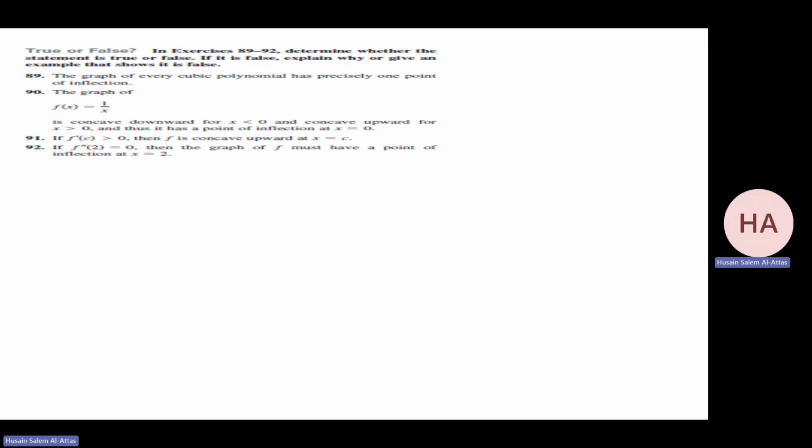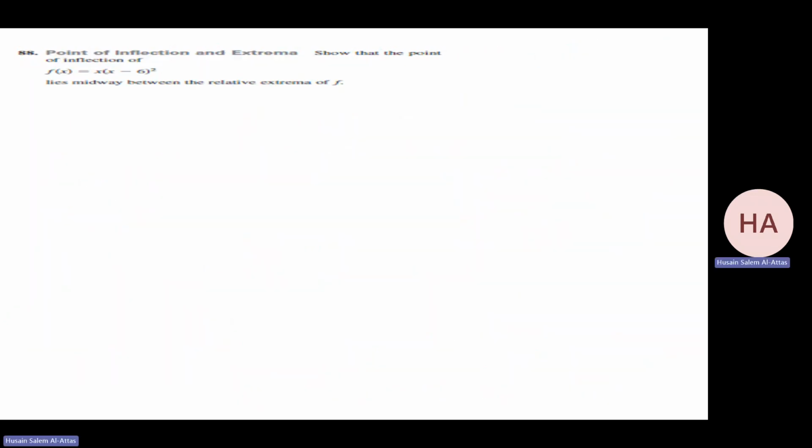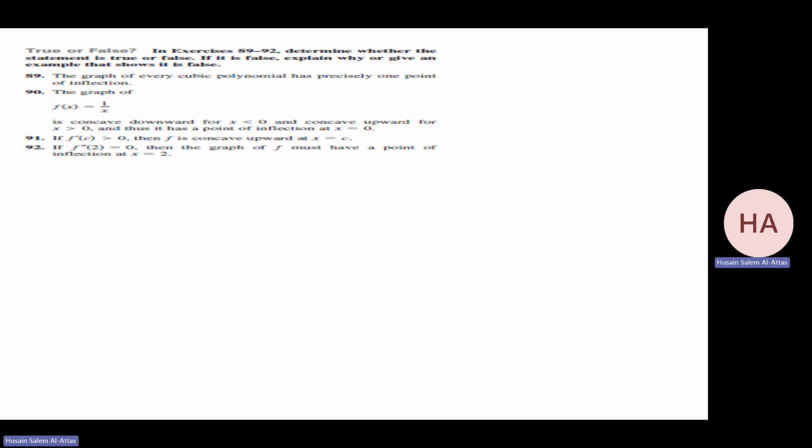Okay. Now let us go to true or false. The graph of every cubic polynomial has precisely 1 point of inflection. Is that true? True. Why? Let's take this is ax cubed. This is in general a cubic function. What is y prime?